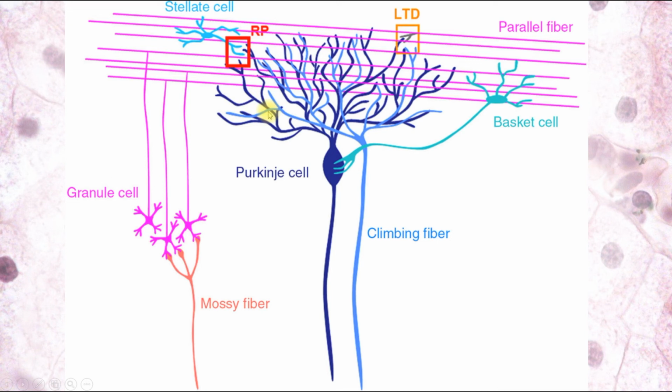And another way of conduction of information is the mossy fiber way. Mossy fibers also bring information to the cerebellar cortex, but they don't reach the molecular layer.